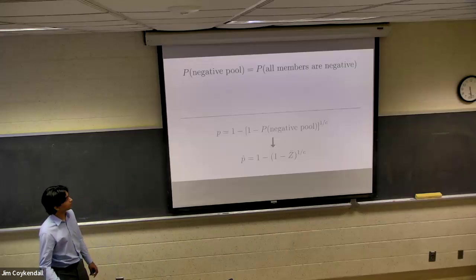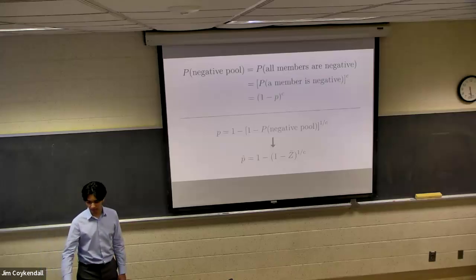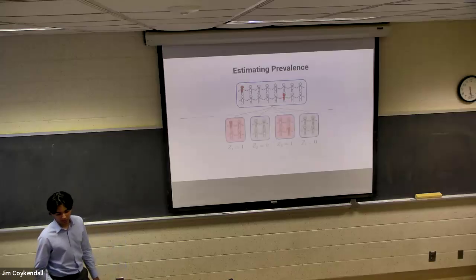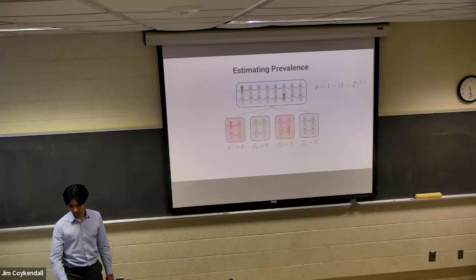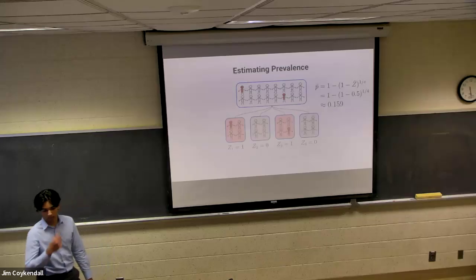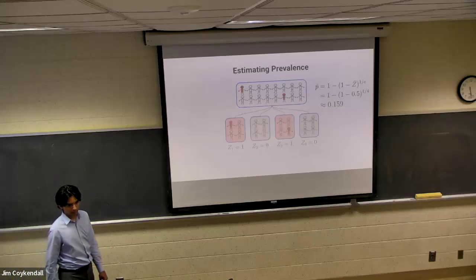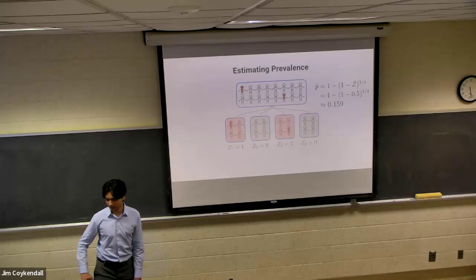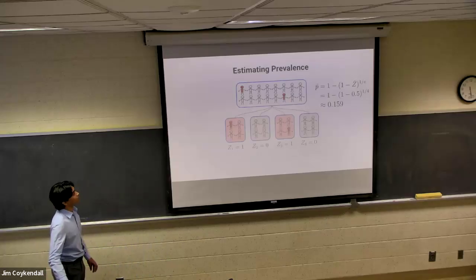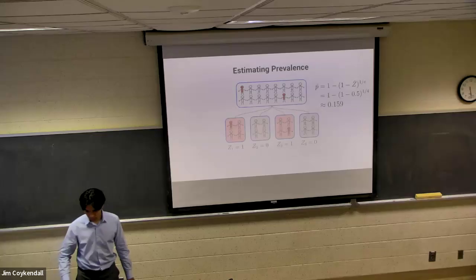And so we can use this, let's look at this specific example. We can use this to estimate the prevalence of our disease here. So plug in all our values and we get a prevalence estimate of 0.159. And a natural question is, how good is this estimate?